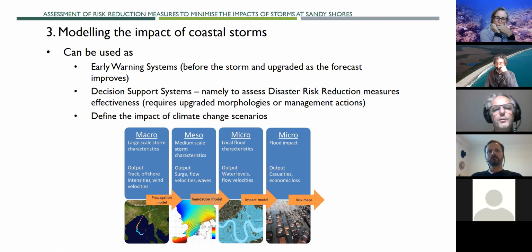We can use this as a decision support system, namely to assess disaster risk reduction measures. And we can also include here climate change scenarios, and then we change the modeling in order to already account for those climate change scenarios and test the risk reduction measures, taking into consideration the climate change scenarios.